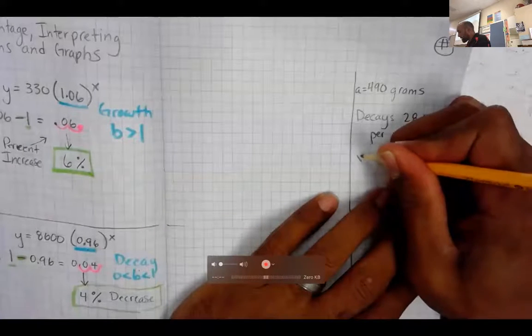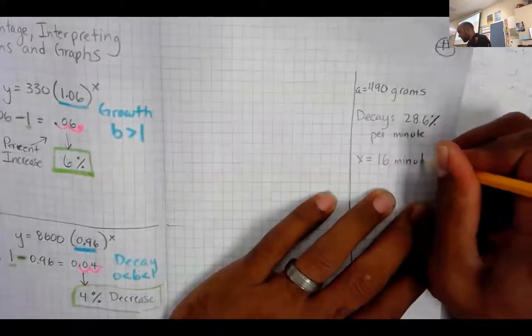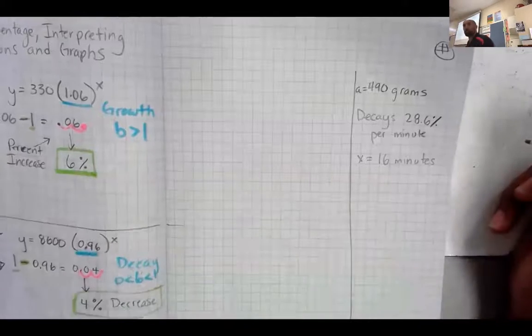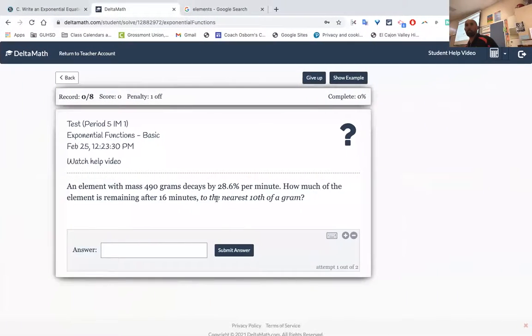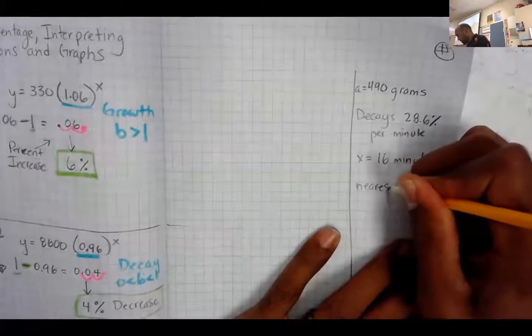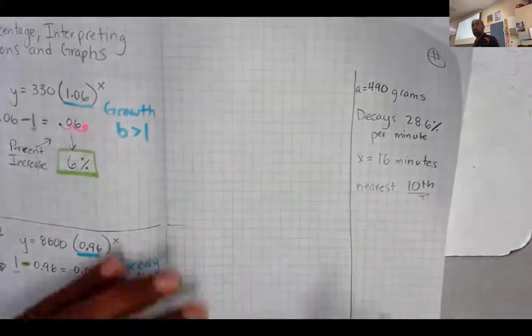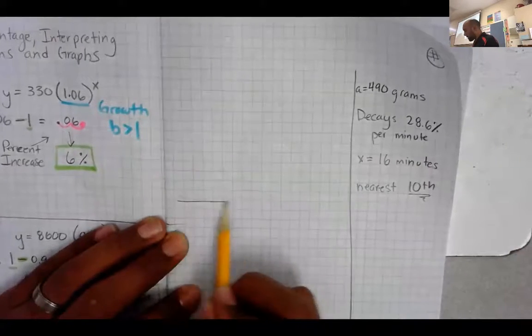The minutes, that part of it, is our X value. We're going to end up plugging that in. The fourth part that's important to remember is what it's asking us to round to. It says the nearest tenth of a gram, so the nearest tenth. It will change based on what it's asking for.